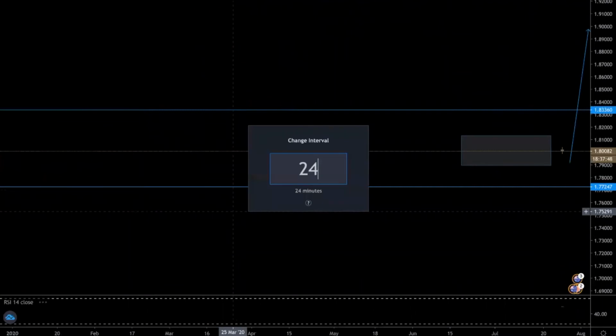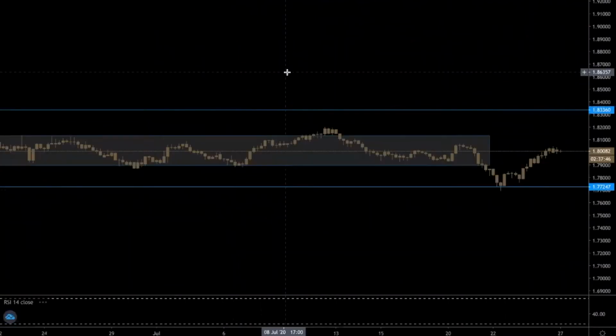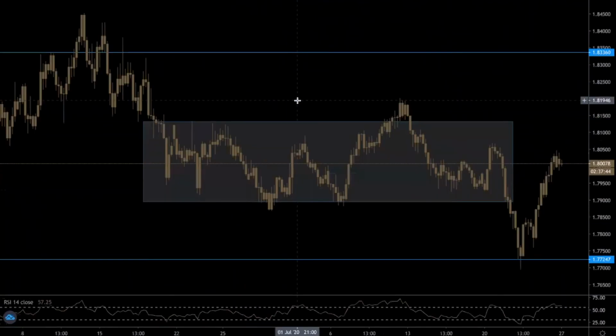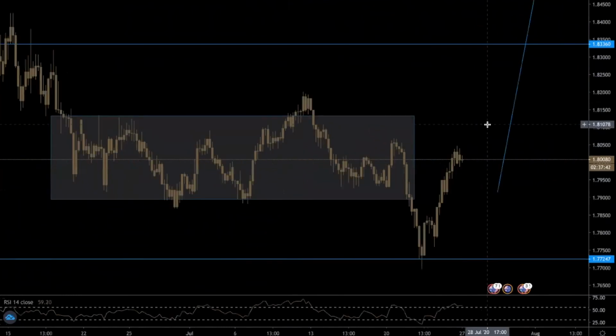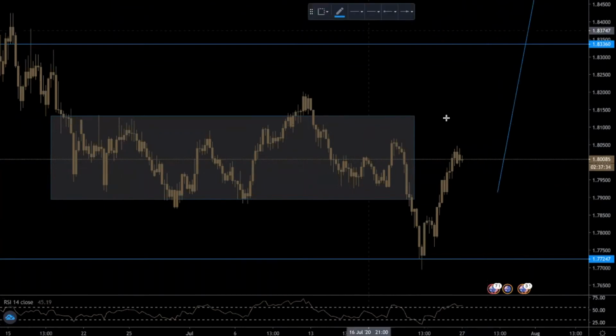Maybe the 4 hour. Let's go a little lower. We've been on high time frames forever today. But it's the weekly market outlook. What more do you want? No, I'm playing. Let's see.